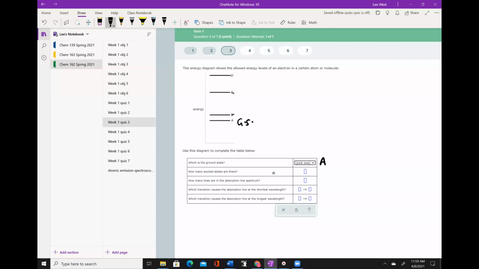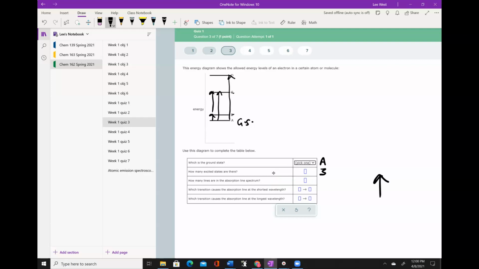Well, we've got B, C, and D, so that is 3. And then how many lines are in the absorption spectrum? So remember, absorption is going up. So we could go from A to B, that's fairly small. We could go from A to C. We could go from A all the way up to D. So that's all the ones that originate at A.